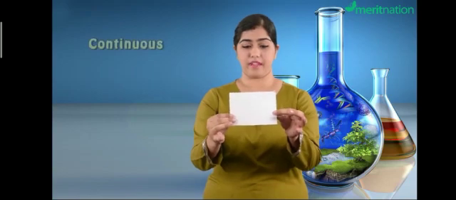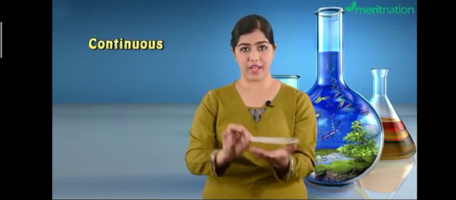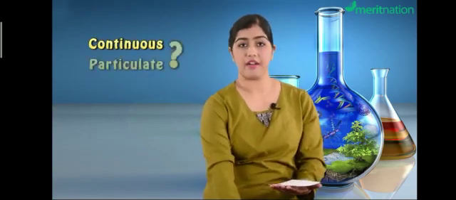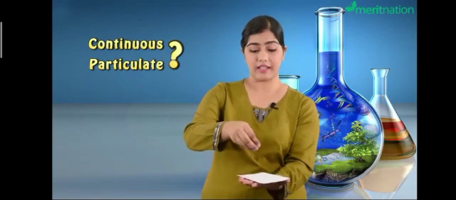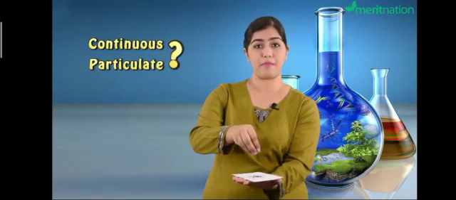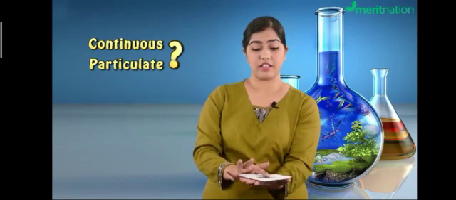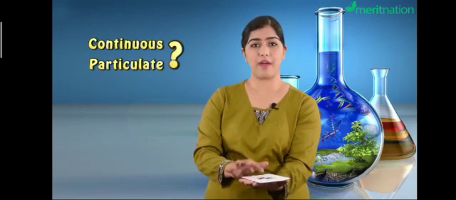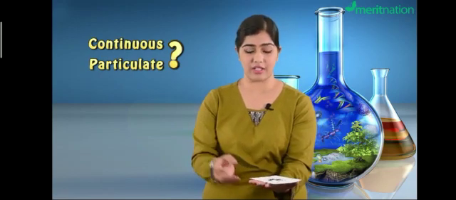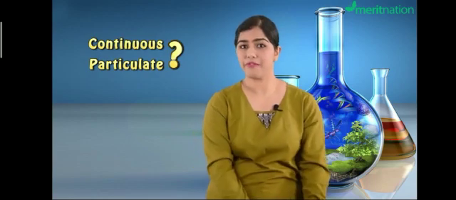Not this one. If everything is made of matter, then why do objects look different? For example, I have this sheet of paper. It looks continuous. But there are some substances like these crystals of potassium permanganate. These crystals look granular. They're not continuous. So what makes them different?